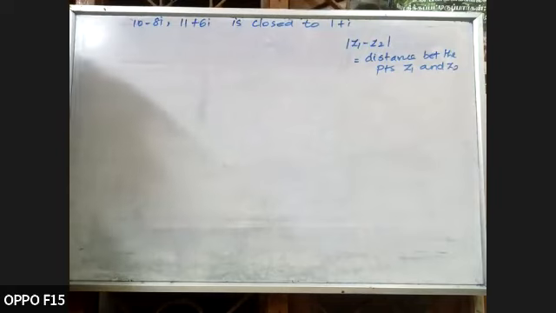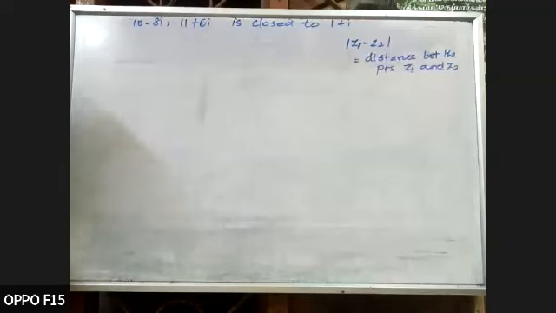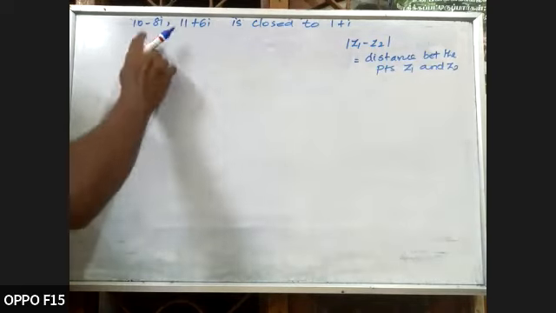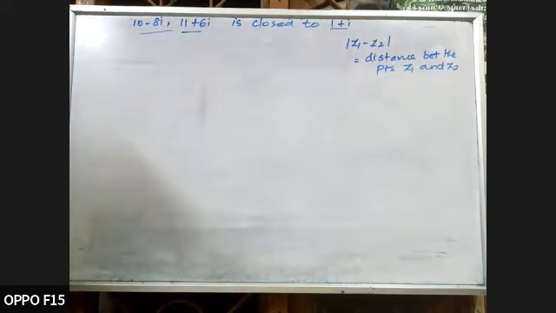Whenever we have to find the distance between the 2 points in the complex plane or Argand plane, that is nothing but modulus of Z1 minus Z2. We will use that here. But now we have 3 points: 10 minus 8i, 11 plus 6i, and 1 plus i. Of these points, which point is closest to 1 plus i? That is the question. Which one of the points is close to 1 plus i?